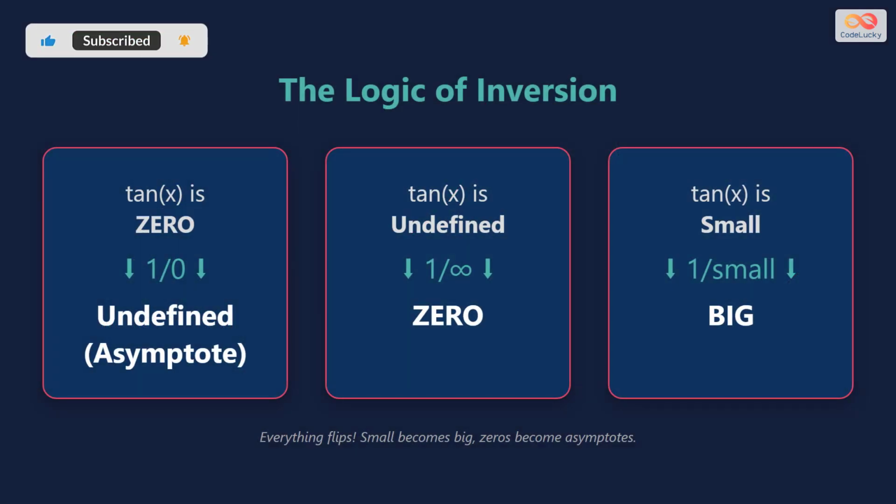Here is the logic of inversion. When we take the reciprocal, everything flips. If tangent is 0, 1 divided by 0 becomes undefined, creating an asymptote. If tangent is undefined or infinite, 1 divided by infinity approaches 0. And finally, small numbers become big numbers. This pattern is why the graph looks the way it does.